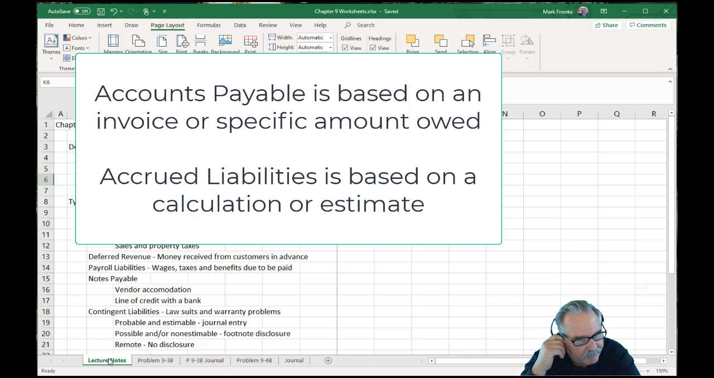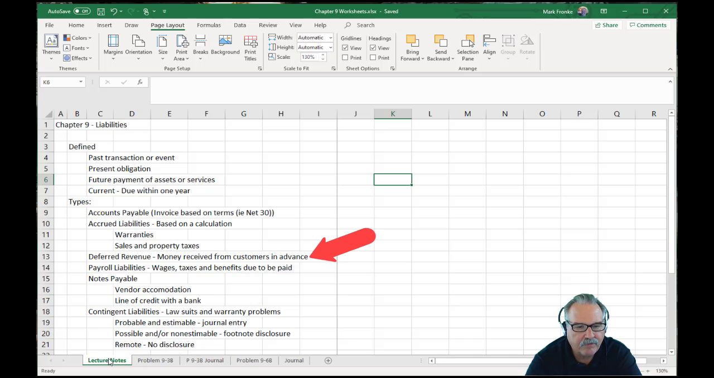Deferred revenue is money that we receive from customers in advance. That's whenever we get a deposit from a customer for work we're going to do in the future. That's deferred revenue, that's our unearned revenue. Payroll liabilities relate to the hiring of labor, whether it's factory labor or office labor, whatever it is. We'll go into the details of that in a minute.